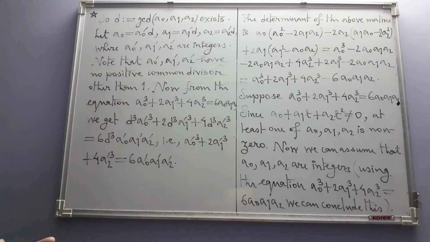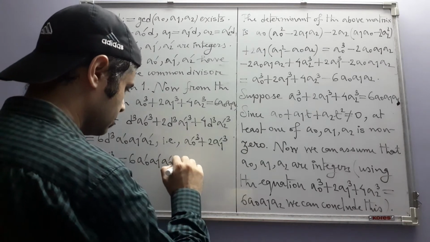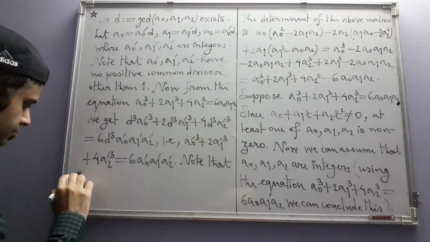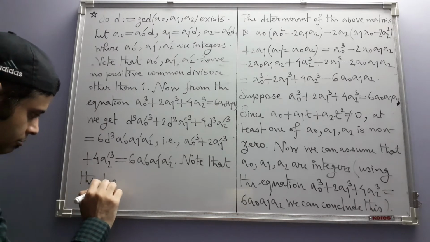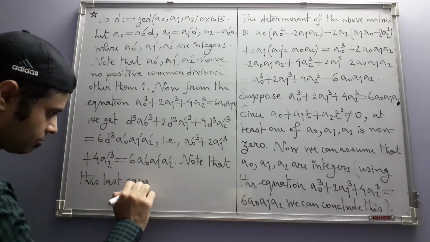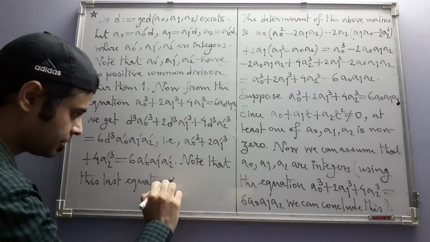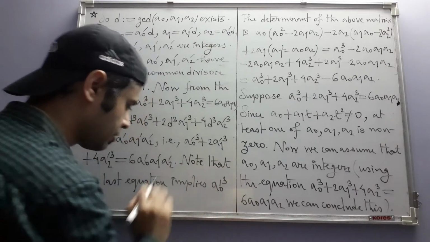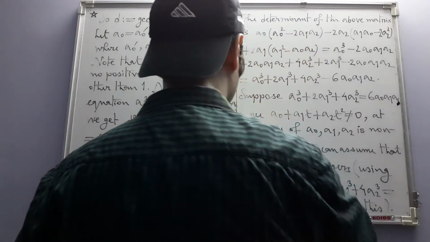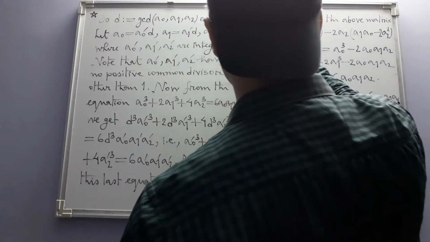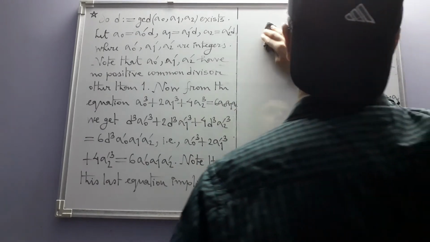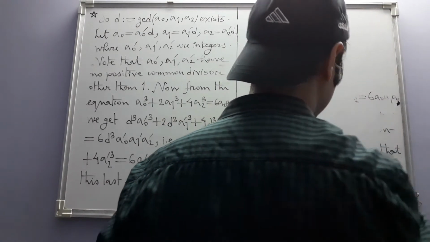So with this equation, we are now going to do what we were doing there. Note that this last equation implies a0 prime cube, because we have already discussed the thing once prematurely, so we don't have to elaborate on this.